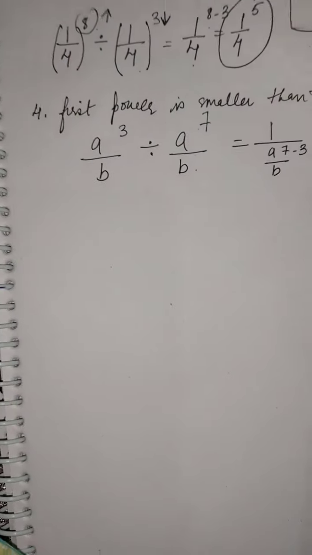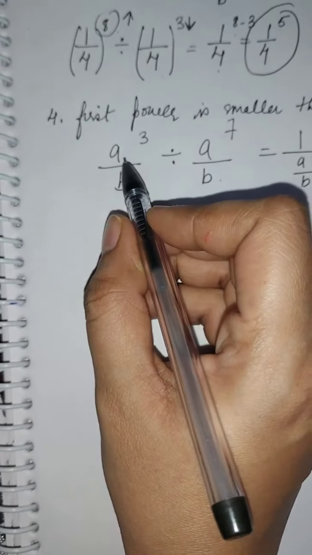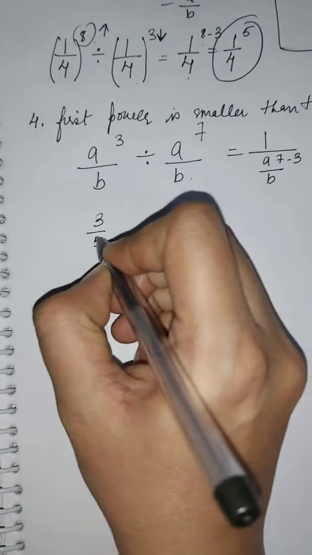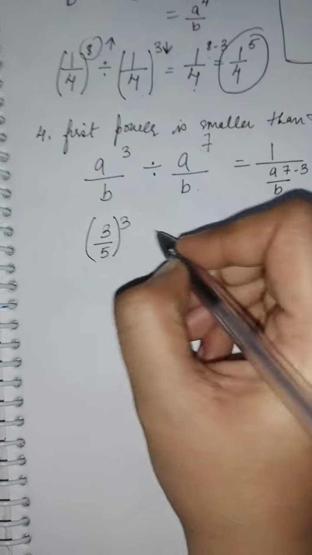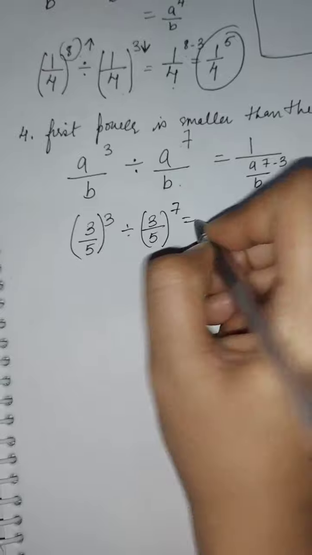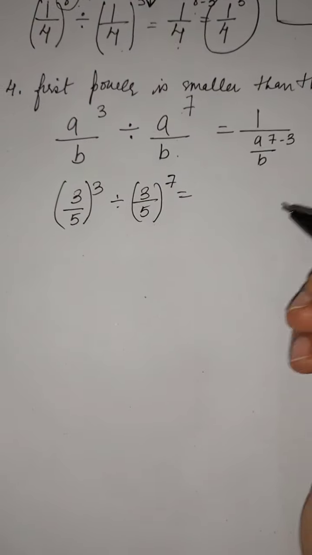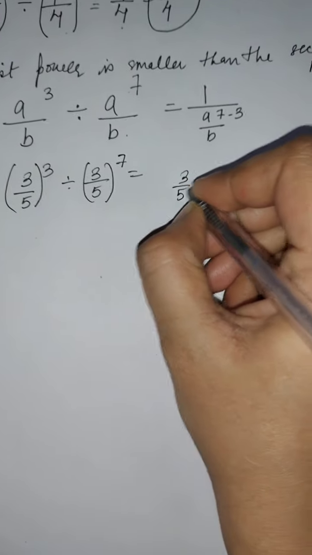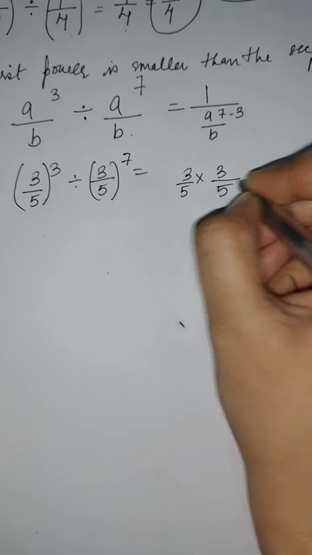Suppose I have this question which I need to solve. Let's take a question also. Let's change this a upon b into a certain fraction. Let it be 3 upon 5, which has power 3, getting divided by 3 upon 5, which has power 7. Let's write it in the normal way as we will solve it. 3 upon 5 will be written how many times in the numerator's place?